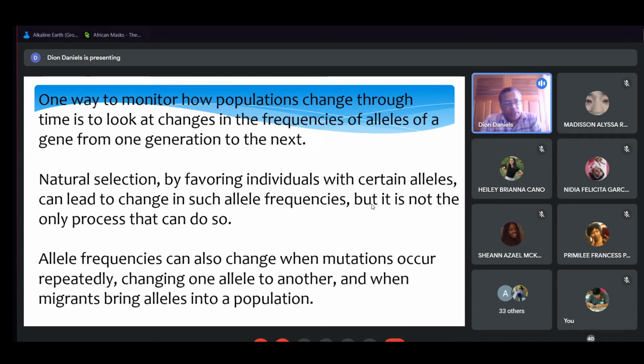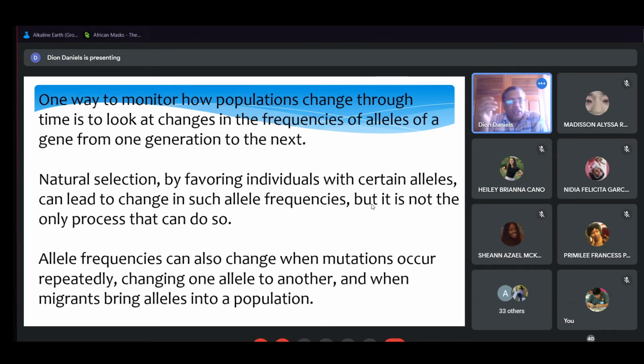Allele frequencies can also change when mutations occur repeatedly, so changing one allele to another, and when migrants bring alleles into a population. So there we go. That's another factor that can cause frequencies of alleles to change.